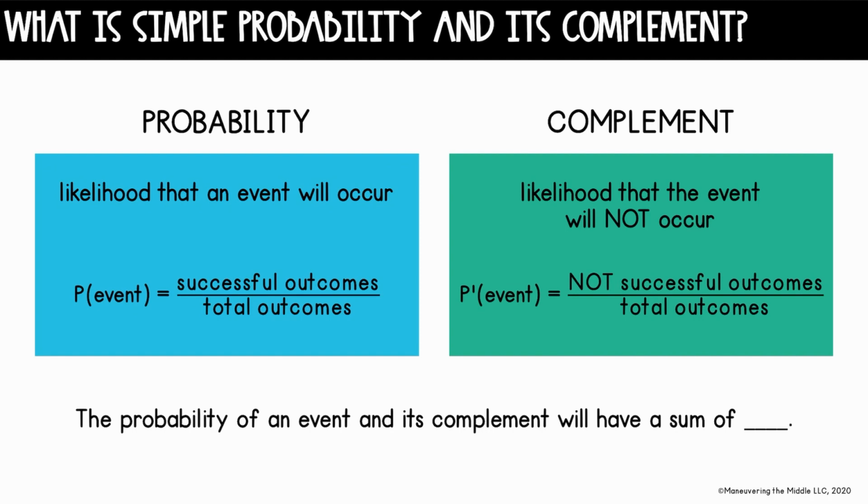Now, when you represent the complement, you have to be really careful. The complement can be represented with that little apostrophe right there, so it's easy to miss. You want to make sure that you're paying close attention when you see that. And the probability of an event and its complement always have a sum of 1. So either the event occurs or the event doesn't occur, and those two probabilities will have a sum of 1.